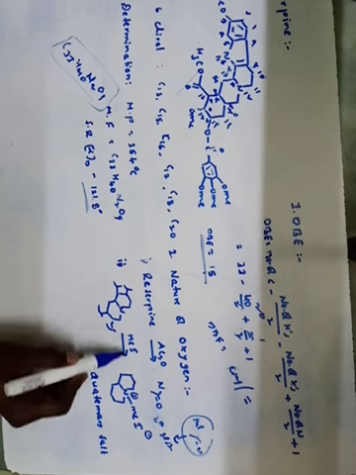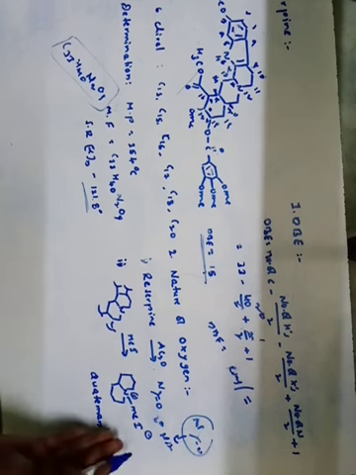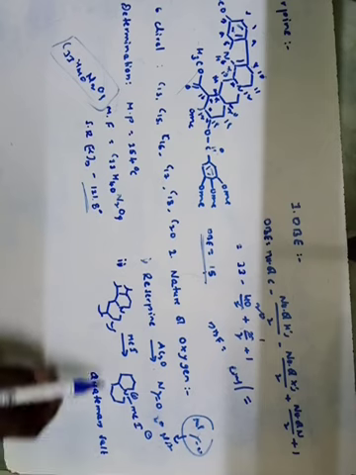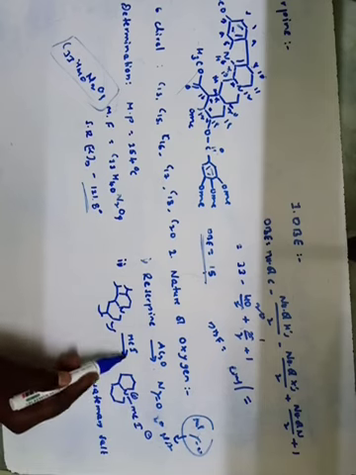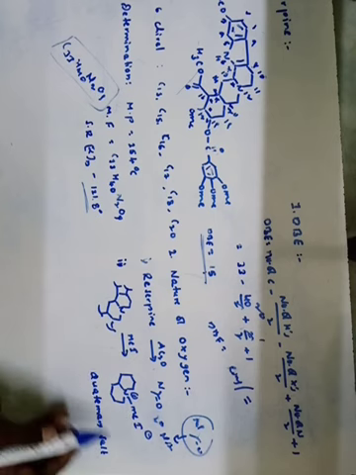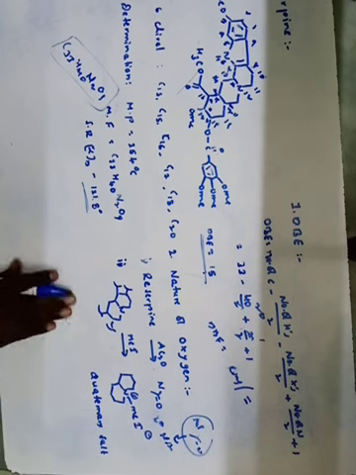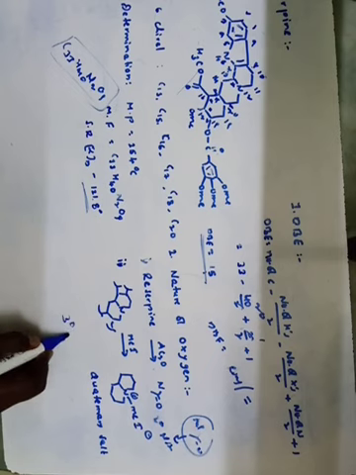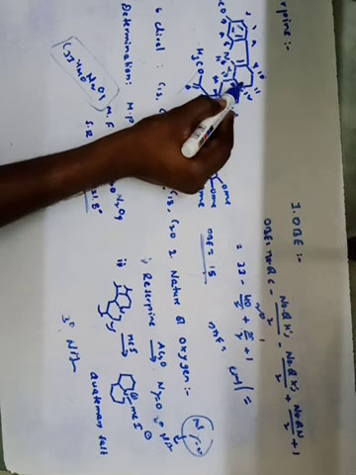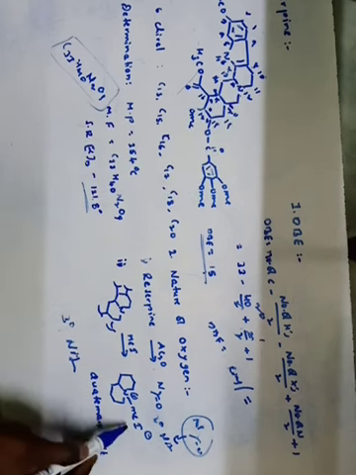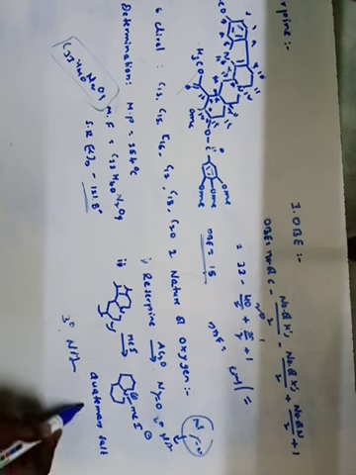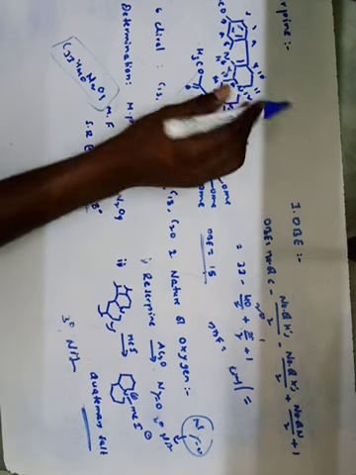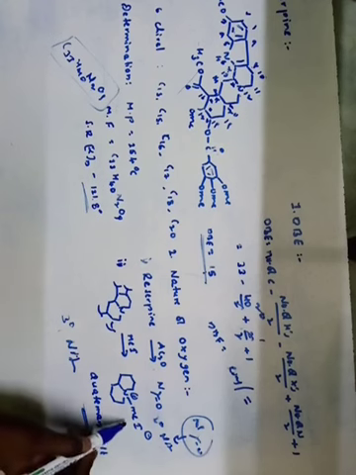Reserpine reacts with methyl iodide to form quaternary salts, which indicates the presence of tertiary nitrogen. Here you can see there is one tertiary nitrogen. That's why we get a quaternary salt. If the tertiary nitrogen is there, then only you get a quaternary salt.